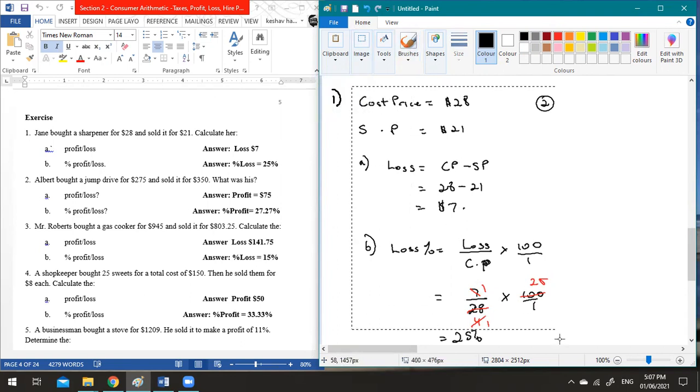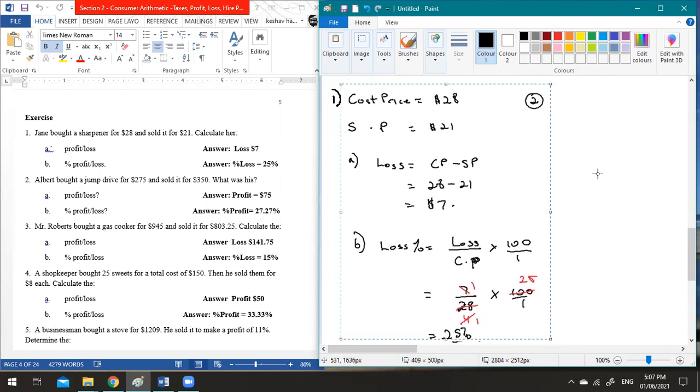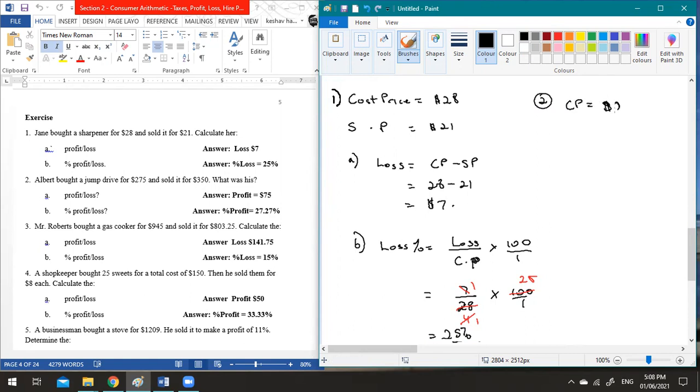Let me see if I can just move this around, make a little bit of space. Number 2, Albert bought a jump drive. That's a flash drive. Don't get mixed up with the words too much, right? For $275 and sold it for $350. Did he make a profit or a loss? So the cost price was $275 and the selling price was $350. So obviously, because the selling price is more than the cost price, it's a profit, right?